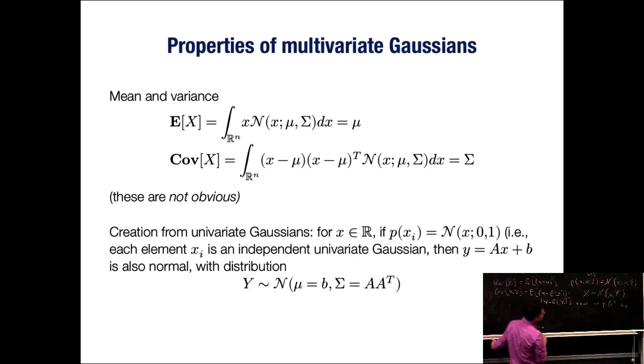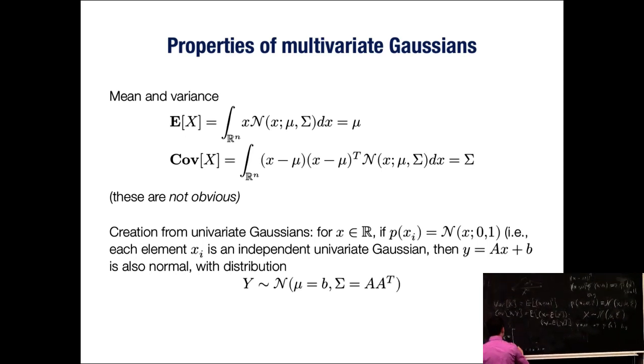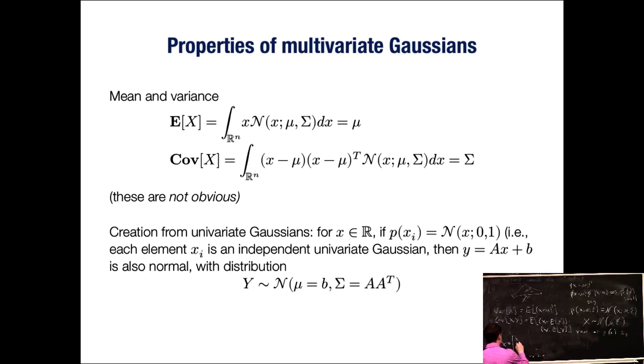has n different components, x1, x2, up to xn. And sigma_ij is actually the covariance between xi and xj, thinking of each element of the matrix as being itself a random variable.